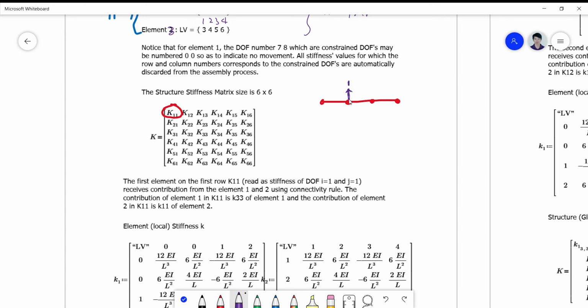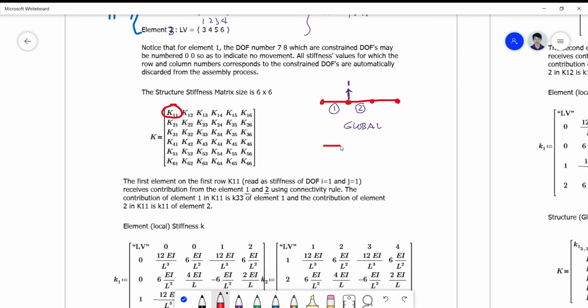Okay, so this DOF 1 is connected to element 1 and element 2. I'm only interested in K11, so no other DOF is concerned. It's because it's K11 global. So this is your global definition. Element 3 is not connected to 1, 1, so I discard it. I have only 2 elements, element 1 and element 2. Using the connectivity rule, K11 is a contribution of what?